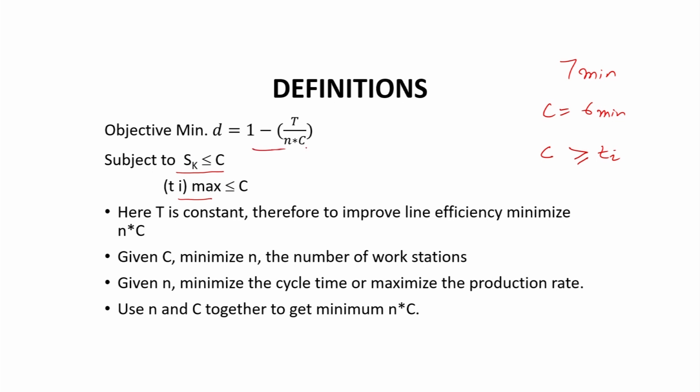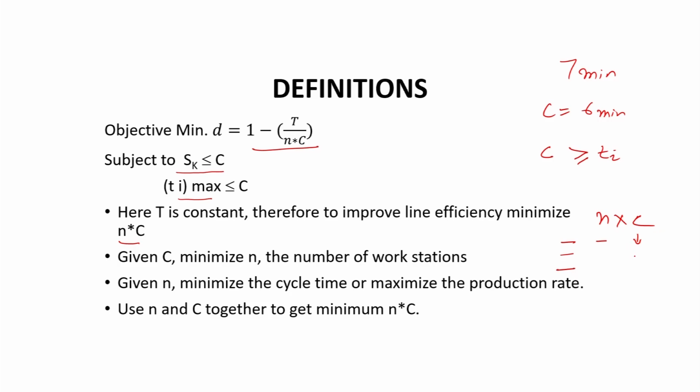Now, taking a clue from this formula, if I have to minimize D, I have to minimize n into C, because T is constant, 1 is constant. So, to improve the line efficiency we have to reduce n into C, and n into C can be reduced in three ways. One is keeping n constant, say 5 workstations, and reducing the cycle time from 6 minutes to 5.8 minutes. So, that is one way.